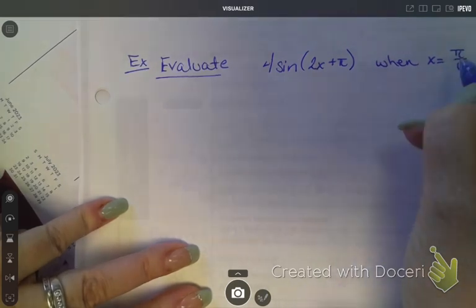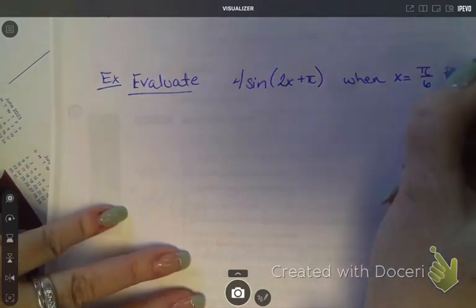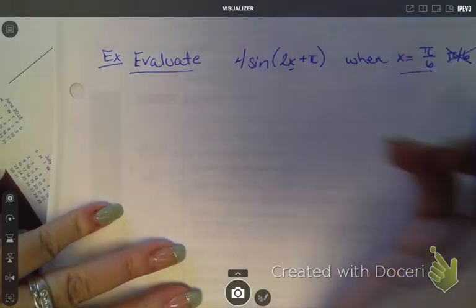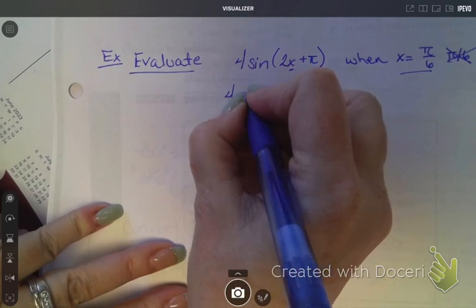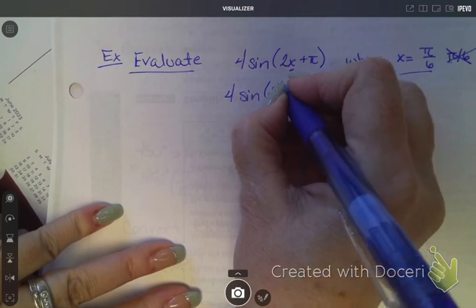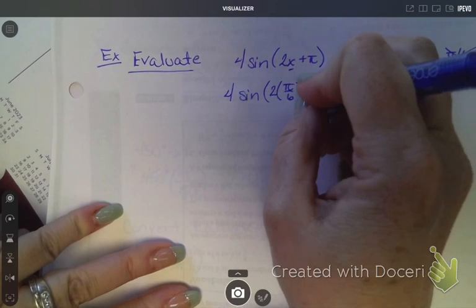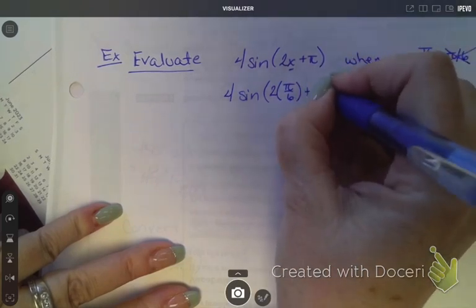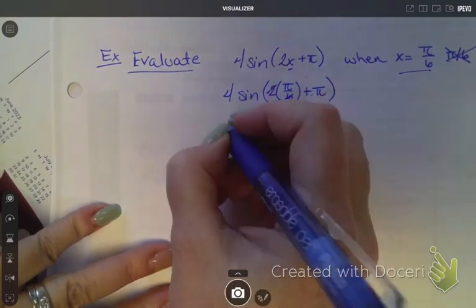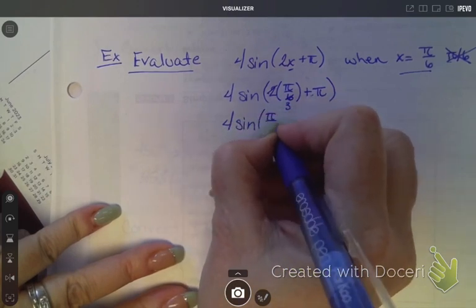Now again, the book writes that pi and that 6. They write it like this, which is absolutely horrible, so try not to do that. So x is pi over 6, so I just plug that in for the x. So 4 sine of 2 times x, which is pi over 6, plus pi. So 2 goes into 6 3 times. So I have 4 sine of pi over 3 plus pi.